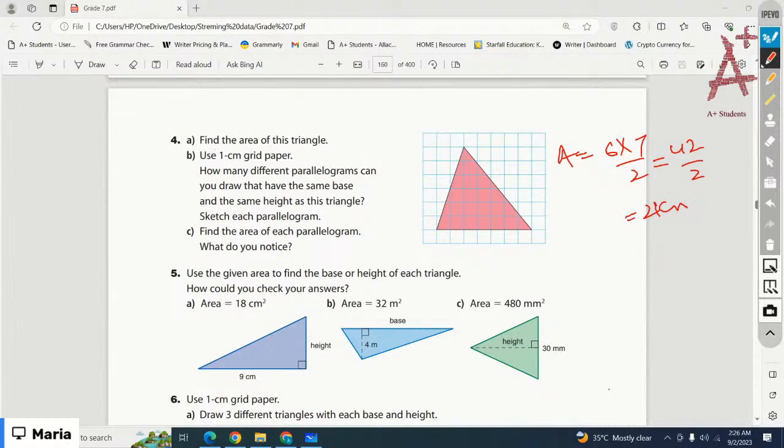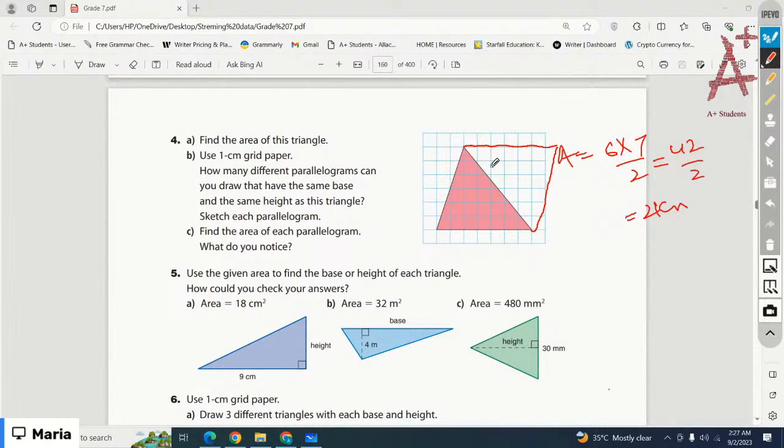Okay, use 1 centimeter grid. You can draw a parallelogram by making a triangle with the same base, 7 here, and height 1, 2, 3, 4, 5, 6, and another 7 like this, and then 6 like this, with the same base and same height, right? You can see this is a parallelogram. This way you can make a parallelogram. The question is, find the area.